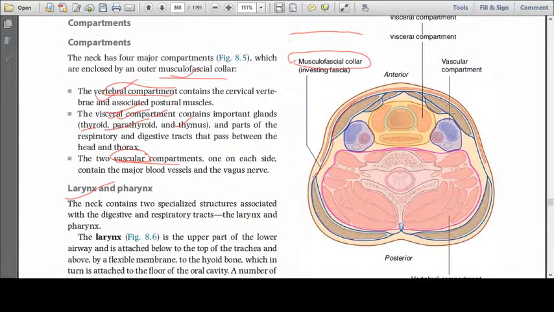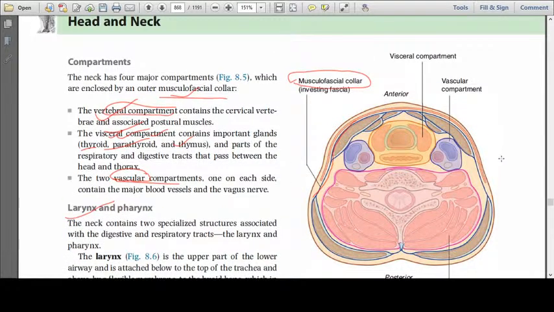Okay, so let's look at it. This is the visceral compartment right here. What are the things that it encompasses? It contains the thymus gland right here. This one is the thymus gland. This one is the respiratory tract, probably the larynx, and this one is the esophagus.